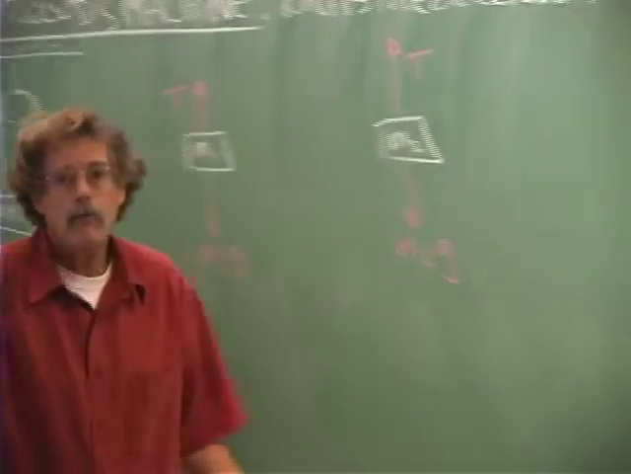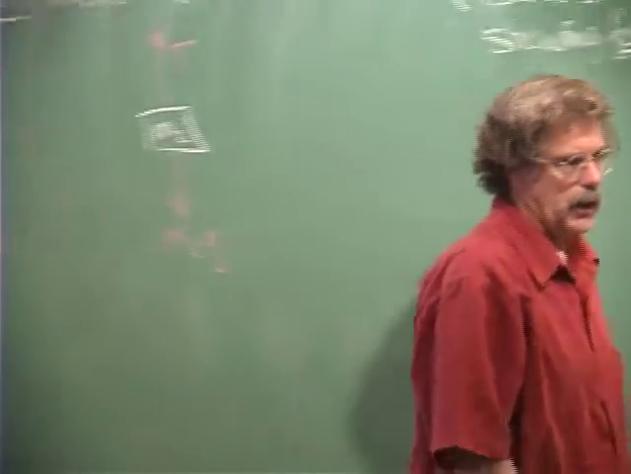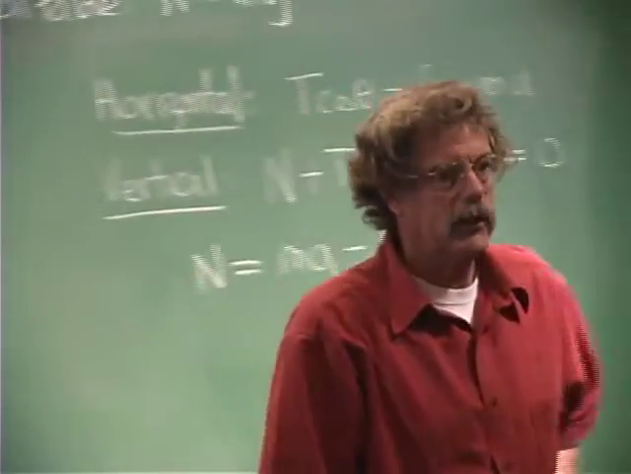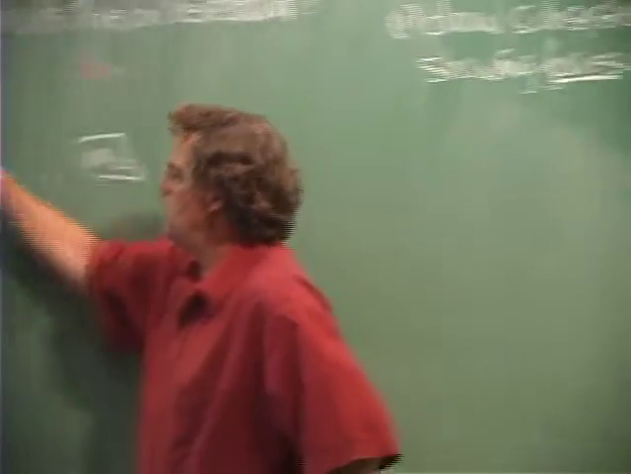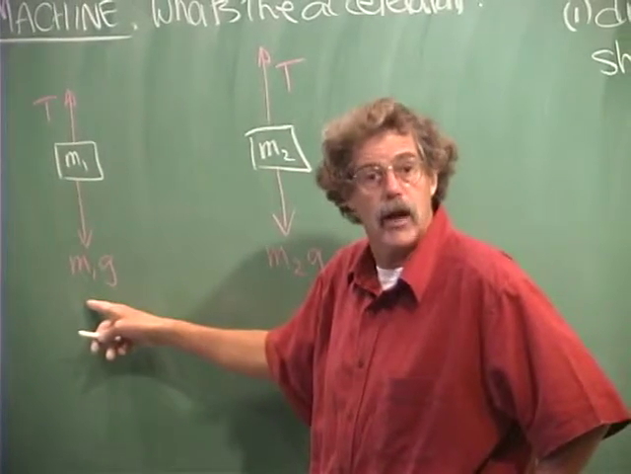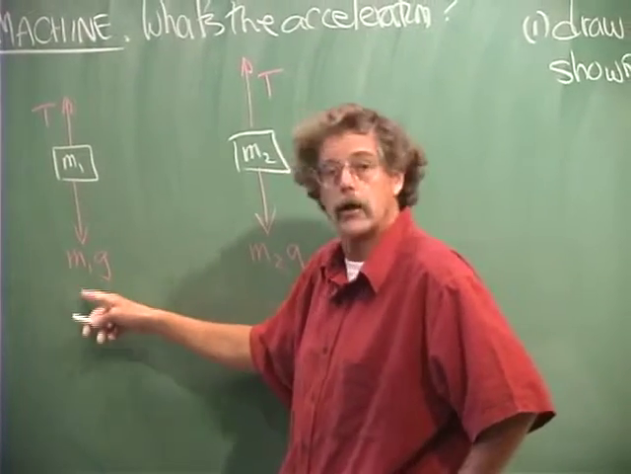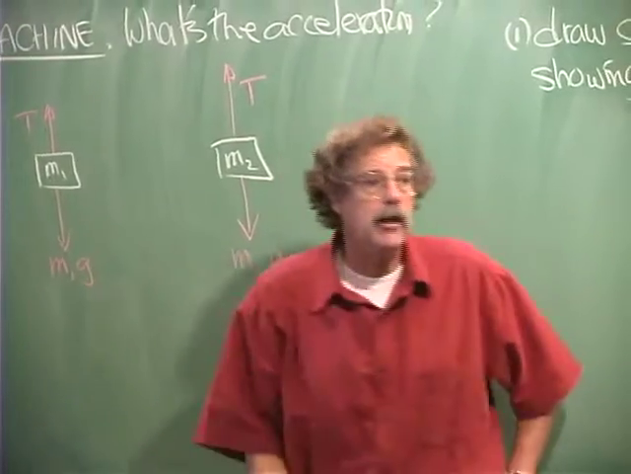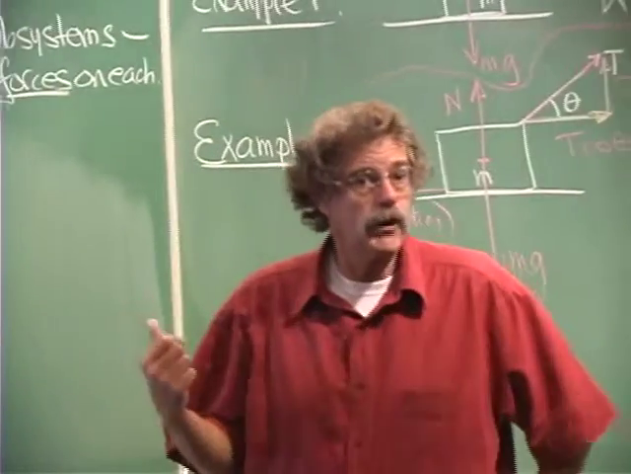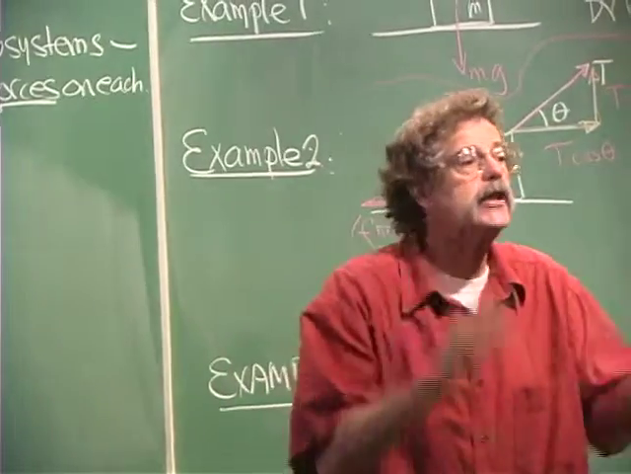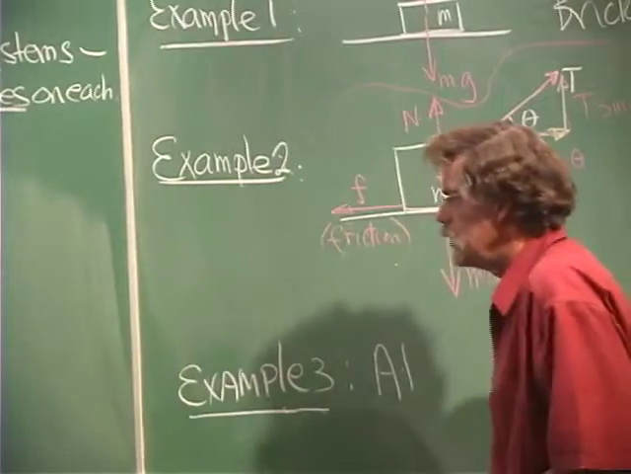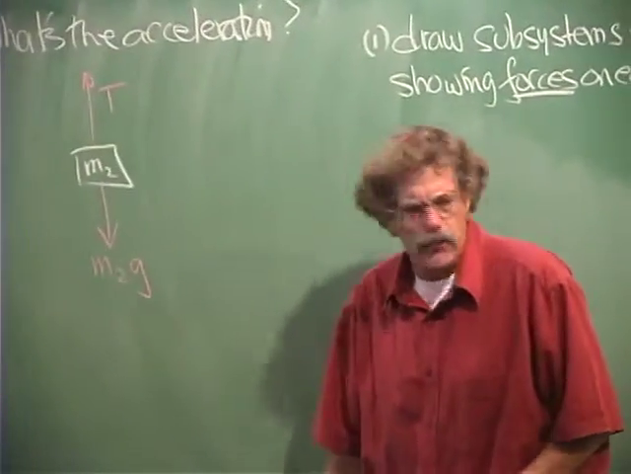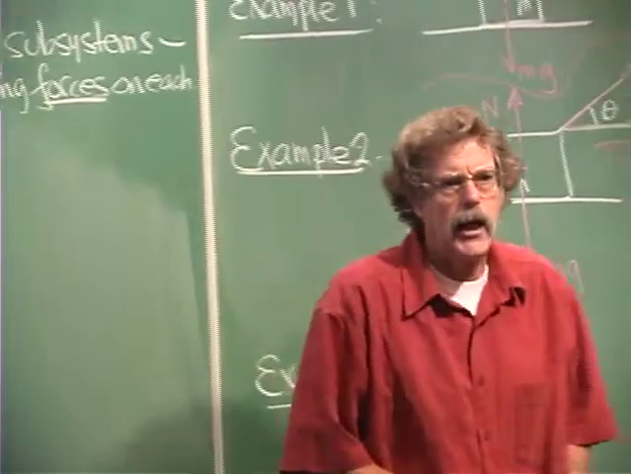Good. Now I'm ready to write down Newton's second law of motion. I have to decide which is the positive direction for each one, because I could say the net force on this is T minus M1G. Would that be correct? Absolutely. Or I could say it's M1G minus T. Would that be correct? Absolutely. Just depends on which way you call positive. How should we decide which way to call positive? Personally, what I do at this point is I make a guess. What direction do I suspect that the acceleration actually is in?